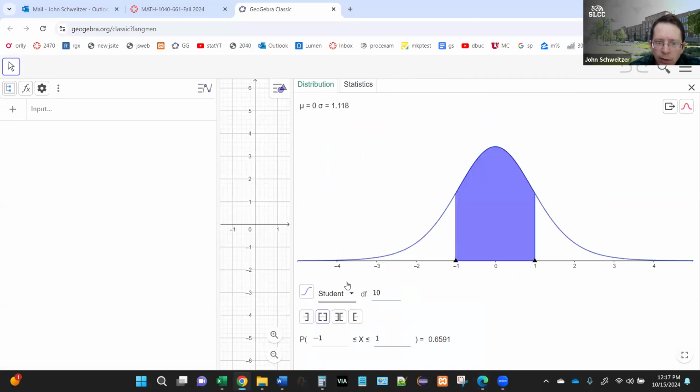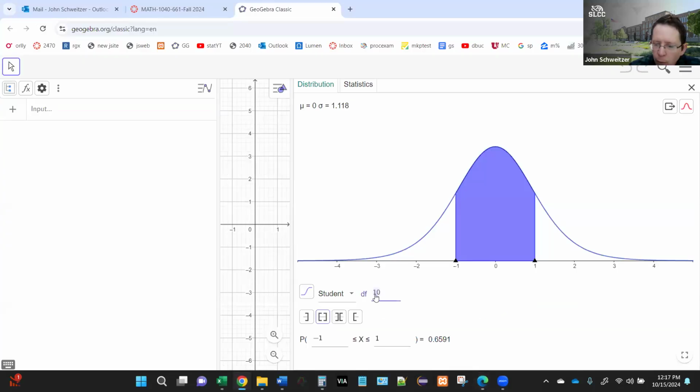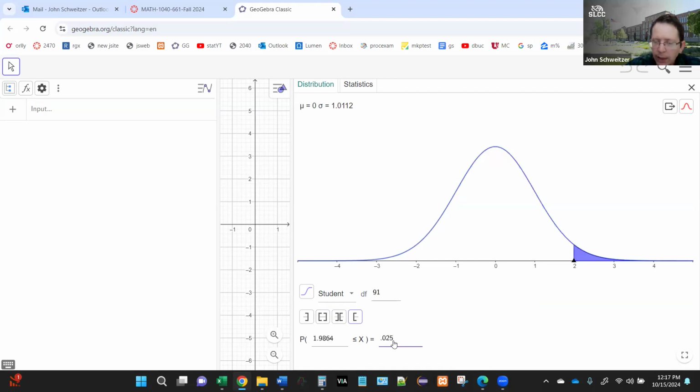This is the student T distribution. How many degrees of freedom do we have? Well, degrees of freedom equals n minus 1. N here is 92, so it's going to be 92 minus 1. The degrees of freedom will be 91. So we go 91. Then we say, well, the area above, we want that to be half of 5%, right? That 5% split into 2. So 0.025.